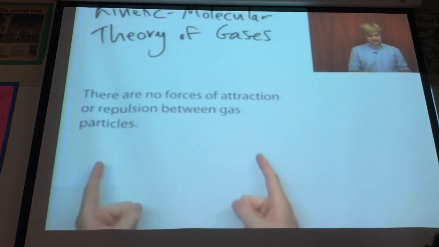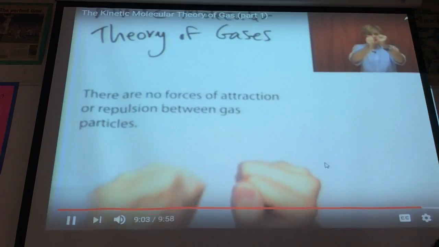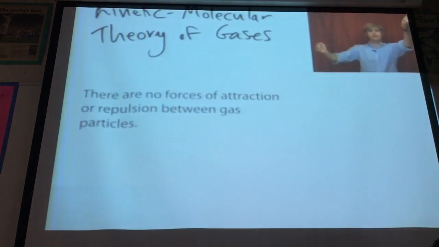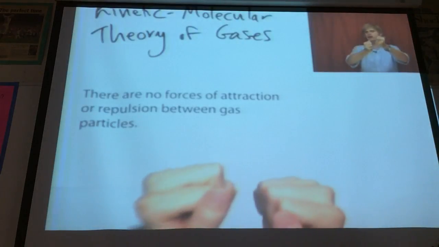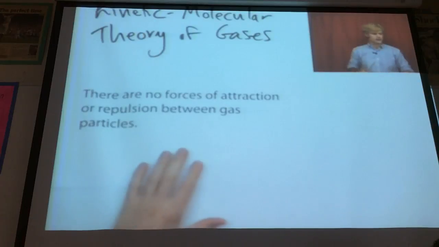What this law is saying, when we say there are no forces of attraction or repulsion between gas particles, is that gases are flying around and they're not going to start clumping together because they're attracted to each other. That doesn't happen. There's not that attraction. Likewise, let's assume that two gas particles are passing each other. They're just going to fly right by. If they repelled each other, zoom, they'd shoot out that way when they get close. That doesn't happen. They don't repel each other, and they don't attract each other either.